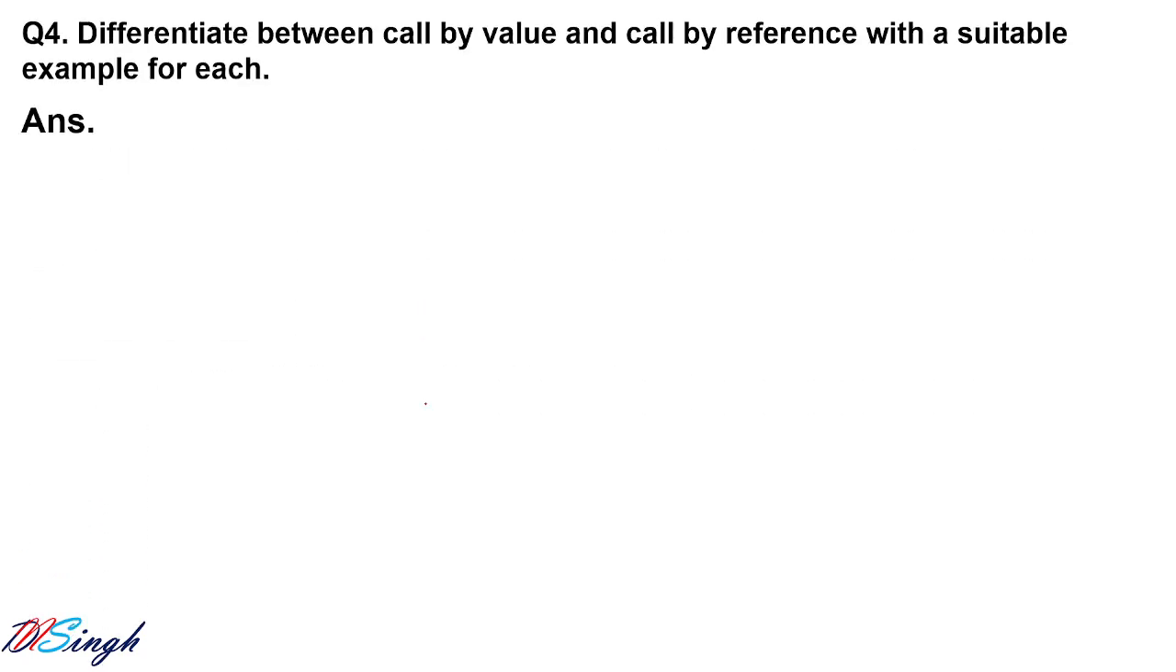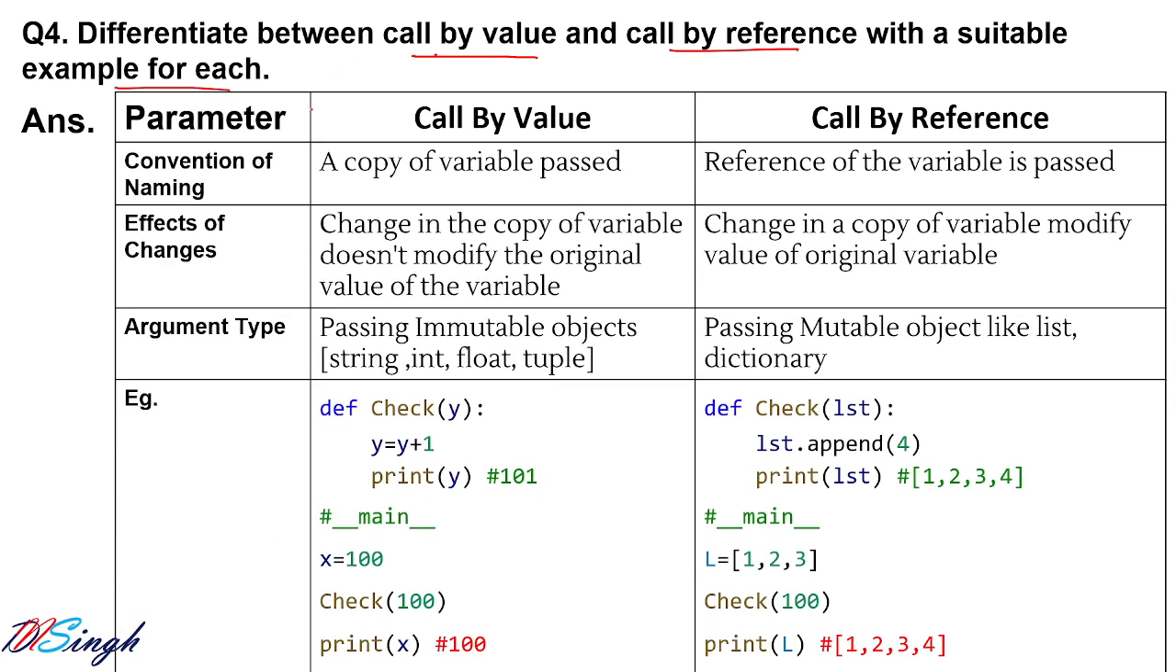Let us go for the next question. Differentiate between call by value and call by reference with a suitable example for each. Actually this is a concept from C or C++ or Java, but here we are going to see it very vaguely, what call by value or call by reference is.